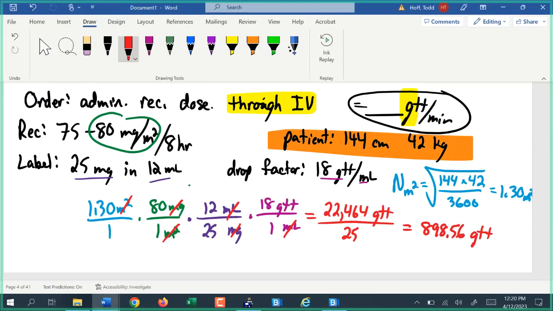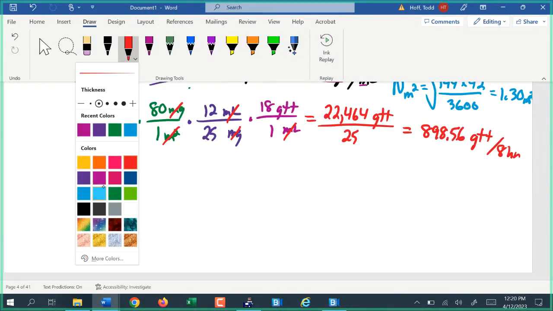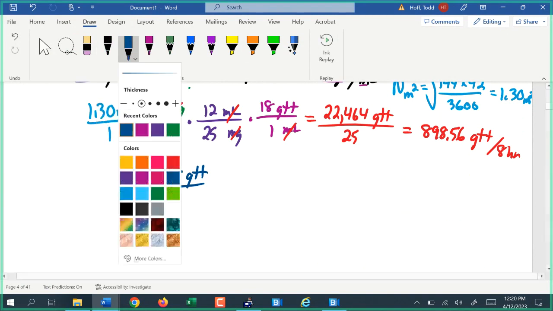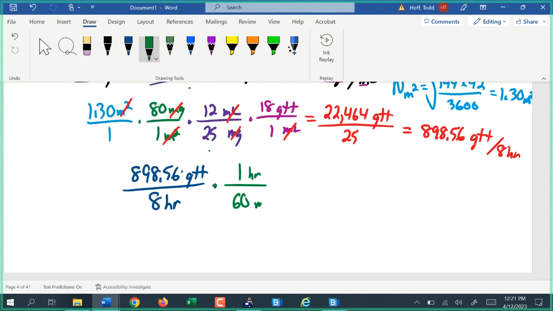Now we have to go back and bring in the time factor. This was every 8 hours. That's per 8 hours. So now we're going to use that. Come back and look at 898.56 drops spread out over an 8-hour interval. And we need to change those hours to minutes. So 1 hour is 60 minutes. So now the hours will cancel out. We're going to have drops per minute, which is the units we want here.